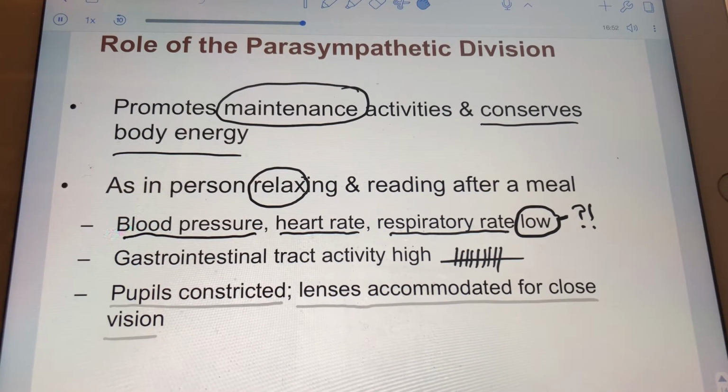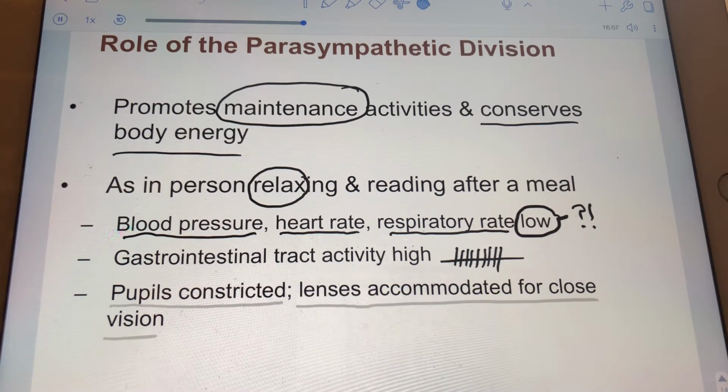Hey mouth, secrete lots of saliva. Hey stomach, secrete lots of gastric juice. Hey small intestine, secrete lots of brush border enzymes, digestive enzymes, so on and so forth, okay?